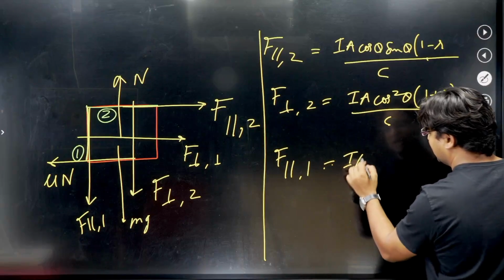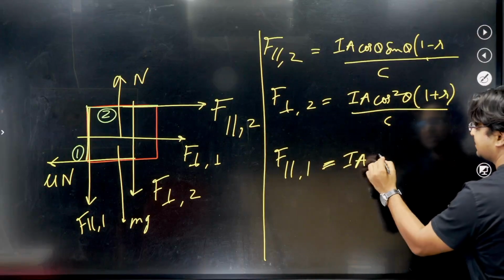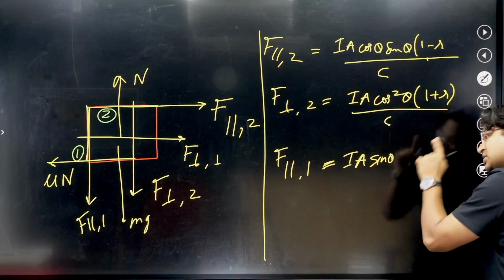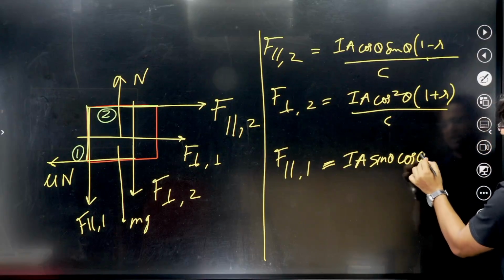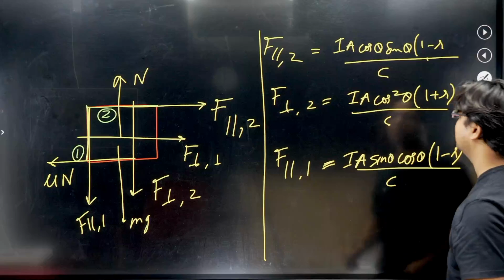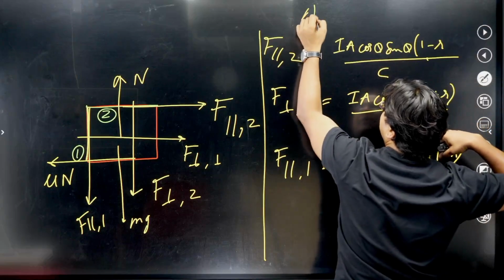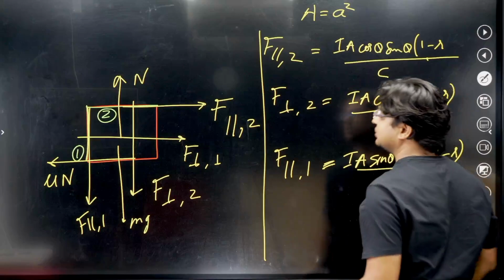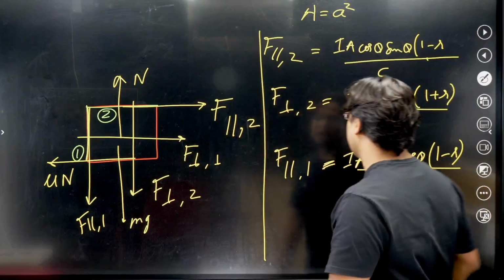It will be I A cos of 90 minus theta, which will become sine theta, then sine of 90 minus theta, which will become cos theta, and therefore it appears like there has been no change. And yes, of course, here there has been no change. What is capital A here? Capital A would be a square, because the side length of the cube was a.